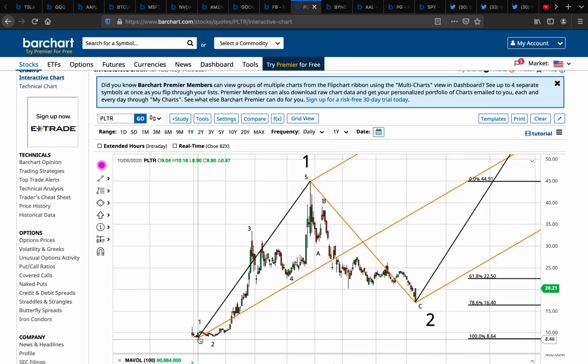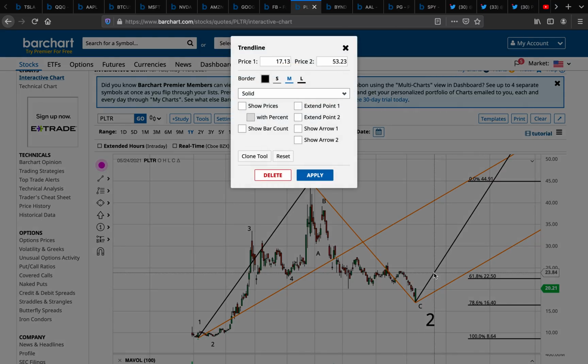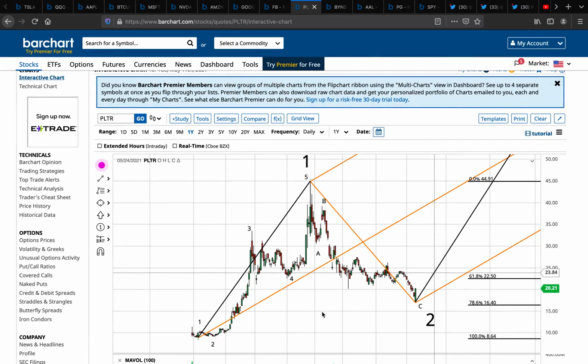Okay, so Palantir, the length of wave 1, placed at the wave 2 low, if 16.40 holds, will take it all the way to 53. I think the most reasonable time target would be 2 months longer than the equal legs target. So 6 months from now, 8 months from now, pretty conservatively, I'm expecting to see Palantir go on a run into the 50s, and I need to see 16.40 hold as the low to continue to make that argument.